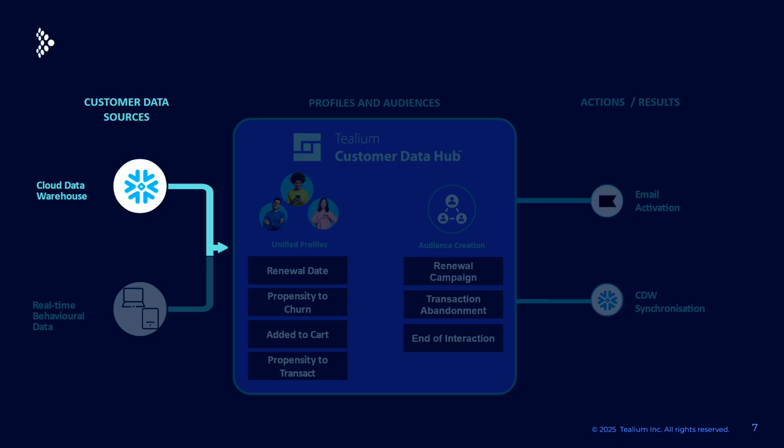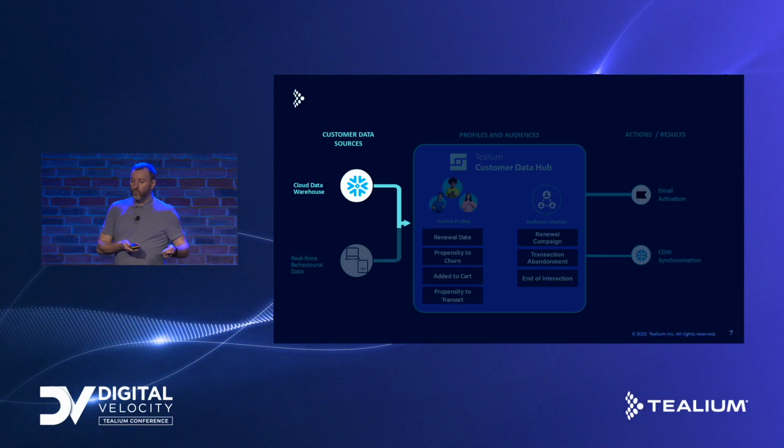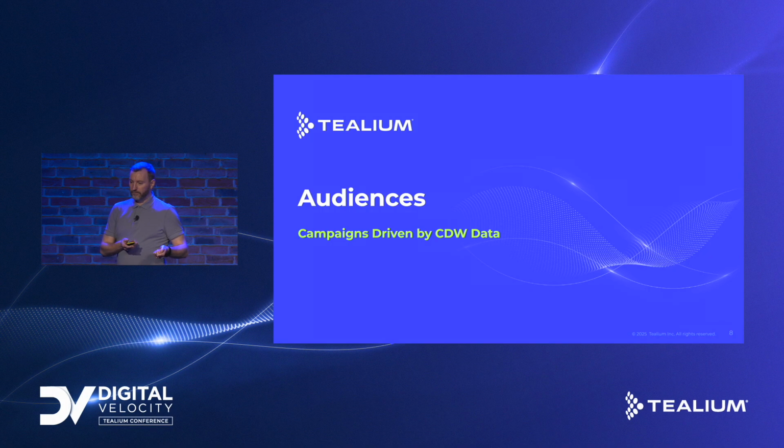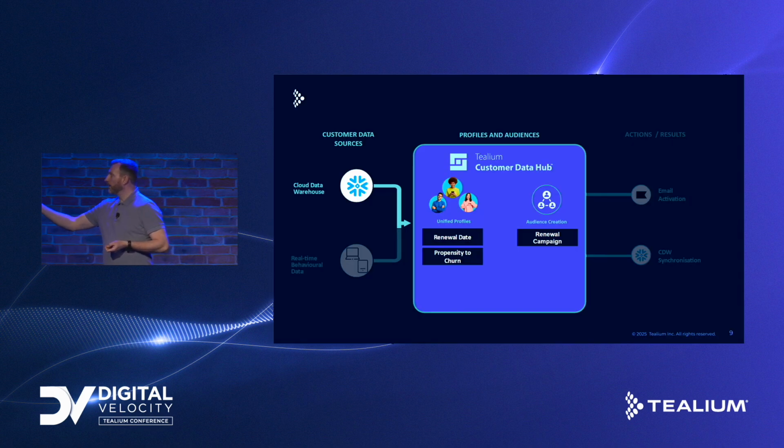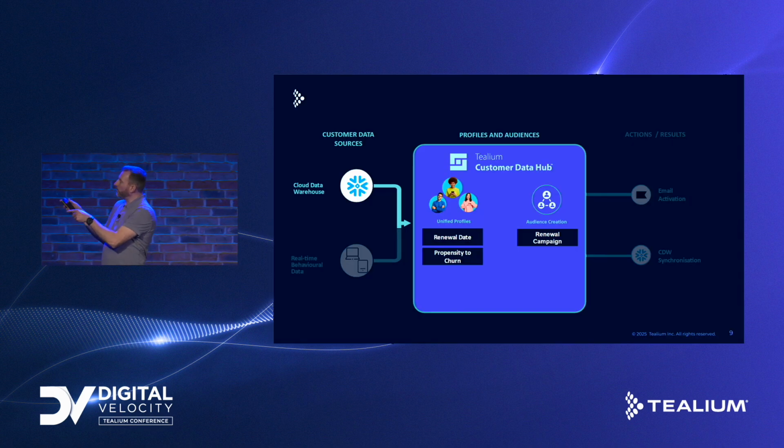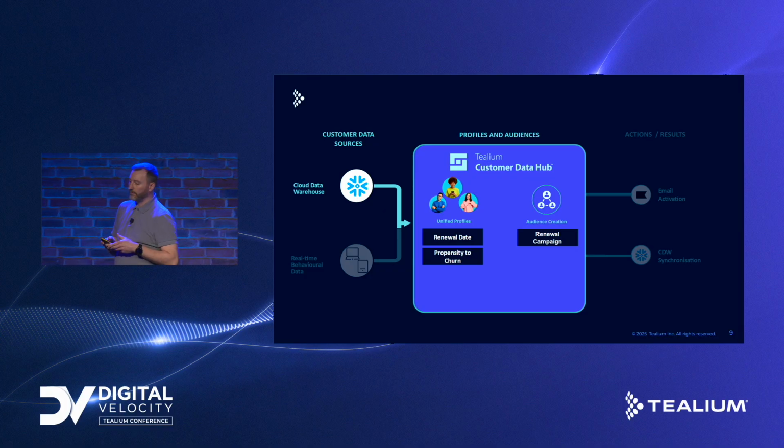So we've now got a near real-time data source configured to process data from Snowflake. What do we do with that data? Let's drive a campaign using just the CDW data within an audience. We will bring ourselves now to focus on that data flow at the customer data hub itself. Snowflake already gives us renewal dates, and now we've got our propensity to churn score that I just showed you setting up. So this gives us a renewal campaign.